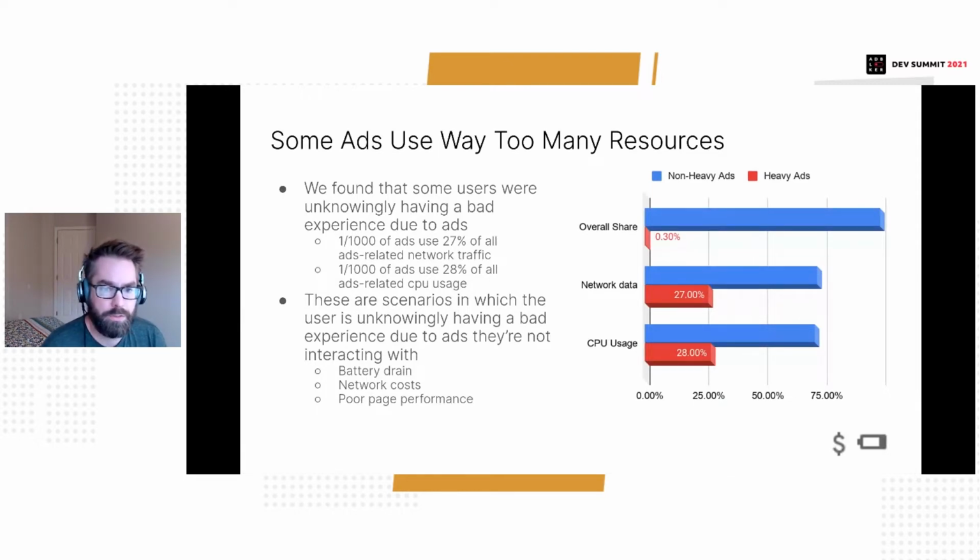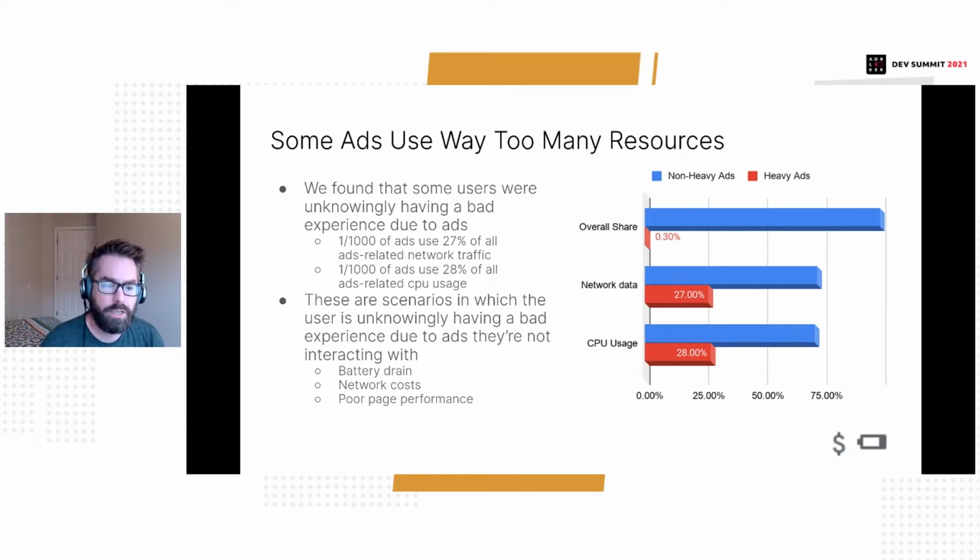There's a lot of reasons. Some of them might be just a large video that wants to display on the side of a screen. In the end, these things cost the user money if they're paying for their network. It drains their battery if they're on mobile, and it can negatively impact performance, especially if you're hitting the CPU all day long.